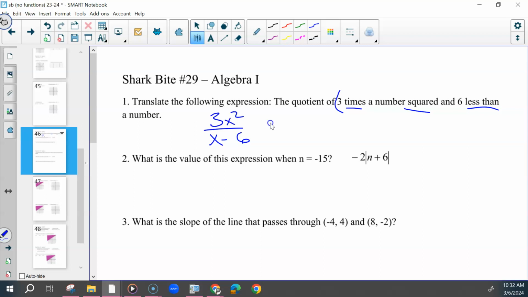Wait, is this a less than a number? So less than means subtracting, and then the number is really the variable. So why is it X? Less than. Yeah, but why don't you put just the number? Why do you put an X? So anytime it says number, it's talking about a variable. Because it looks like X.